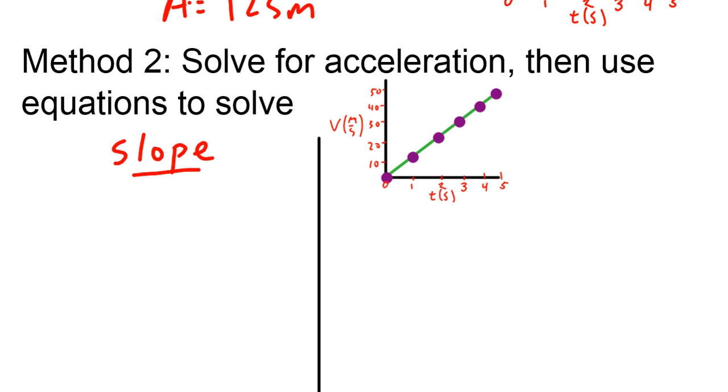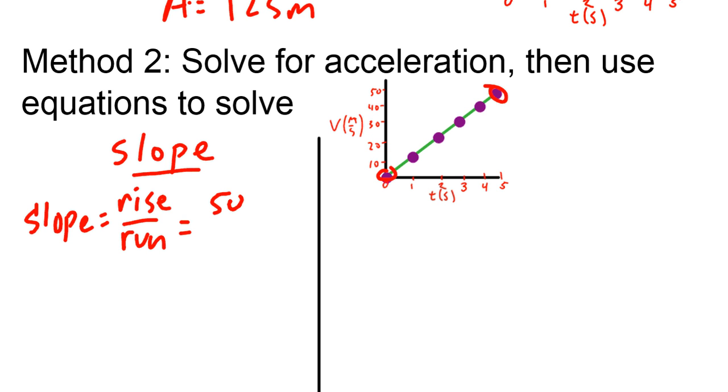Recall from class that the slope of a velocity versus time graph is the acceleration. So slope is defined as rise divided by run. An arbitrary rise, if we take this point and this point, the rise of the graph is 50 minus 0 divided by the run, which is 5 minus 0. And so we get a slope of 50 divided by 5, or an acceleration of 10 meters per second squared.